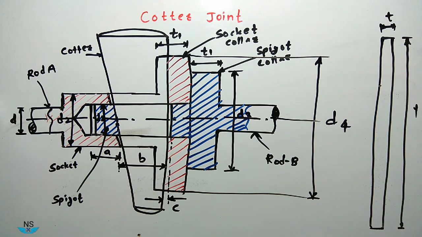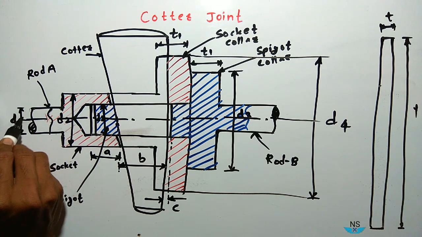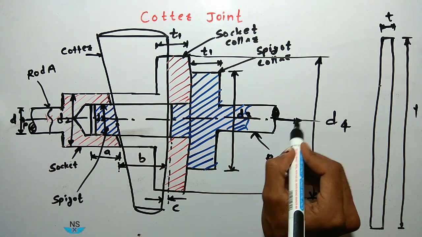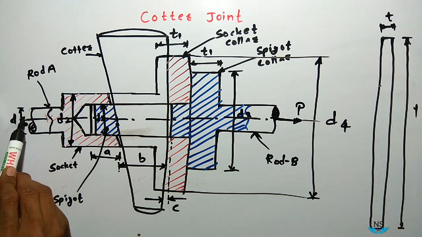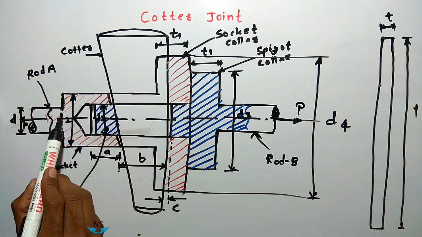Now we will see what forces are acting on this quarter joint. So this is the force P and this is also force P. Now let us see how the forces act on each component of the quarter joint. We require to balance the forces on each component, each component should be in a balanced condition. Now this force P is acting on the rod which is connected to the socket.